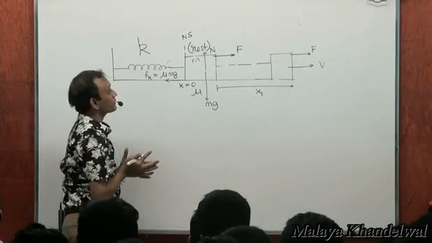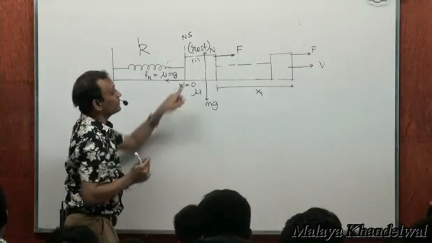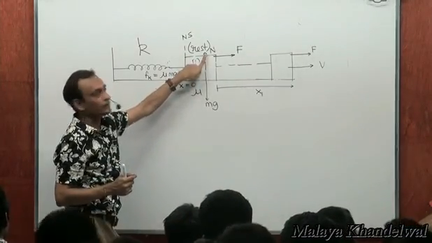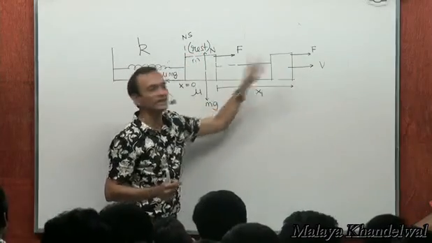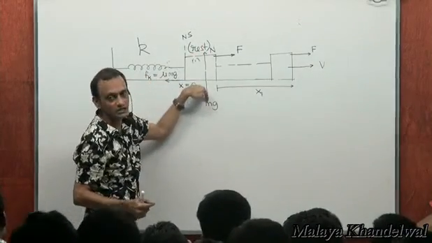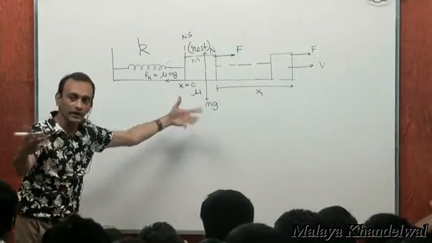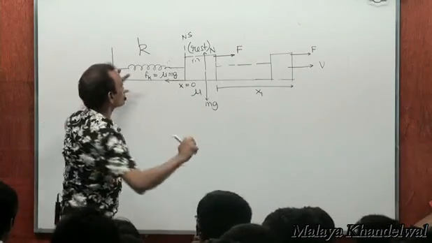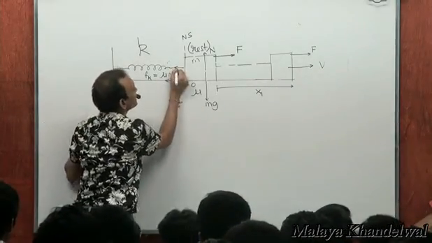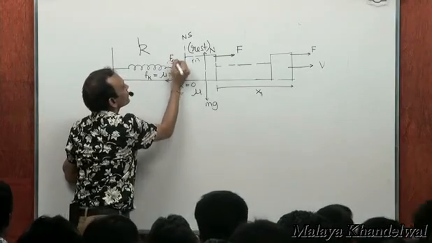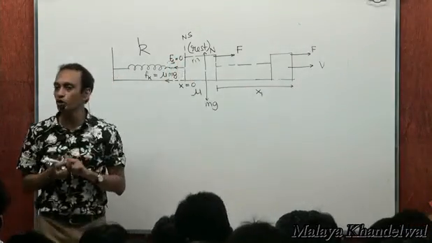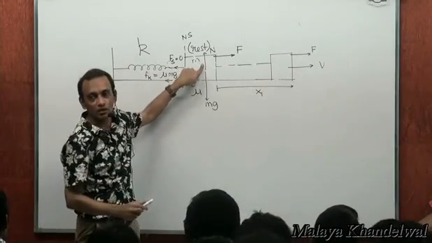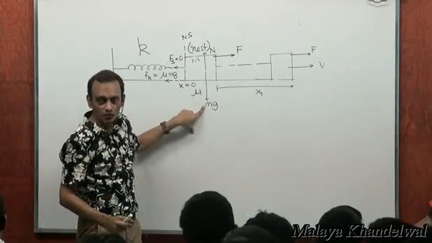Which means, when we apply the work energy theorem, what's the work done by N? 0, because N is perpendicular to displacement x1. What's the work done by gravity? 0. Yes, there is spring force also, which is initially 0, but builds. So work done by N is 0, work done by mg is 0.